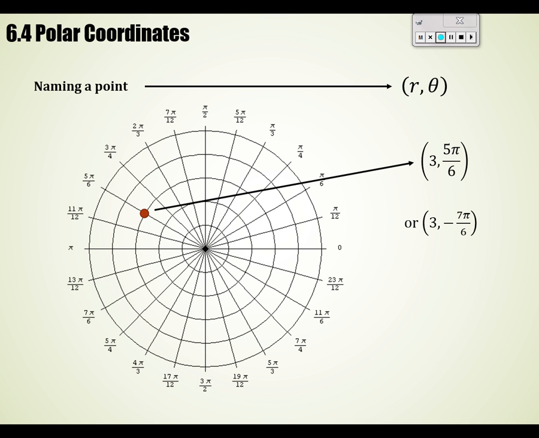What else could you do? The one we just said is turn 7 pi over 6 radians clockwise and walk 3 units. 1, 2, 3. Again, I'm there.